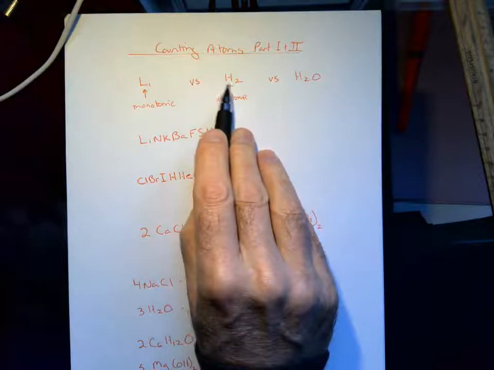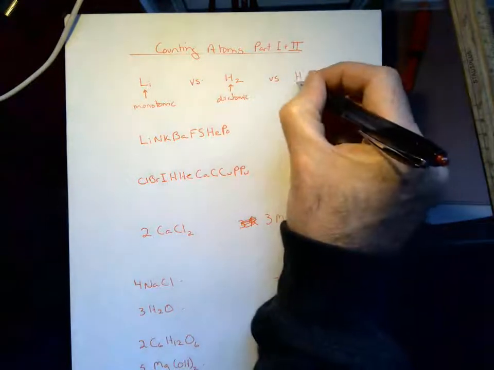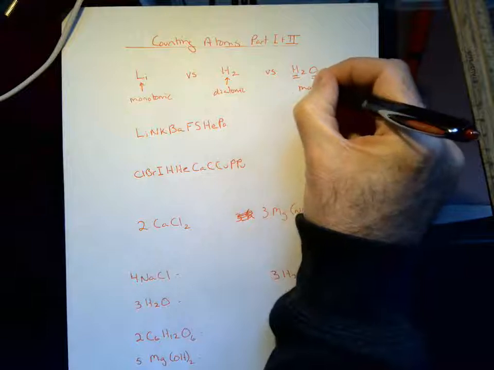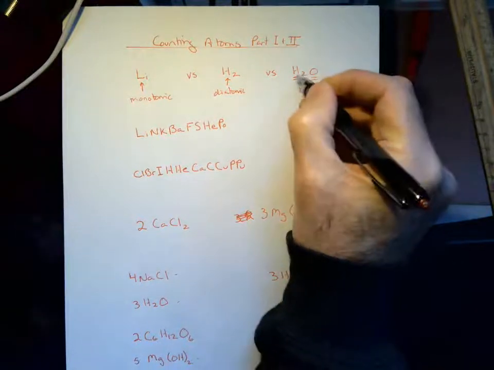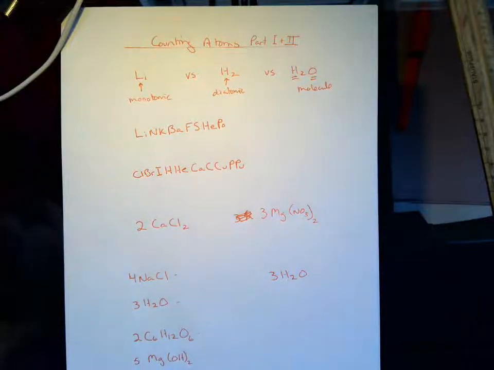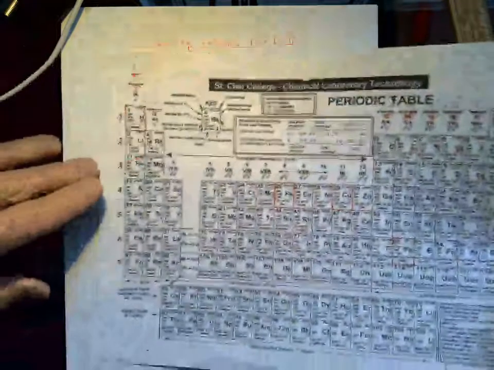So if you see one type of capital letter, you have an element. If you have more than one type of capital letter, you now have a molecule, because what this means is you have more than one type of element. I'm going to show you the diatomic elements now.